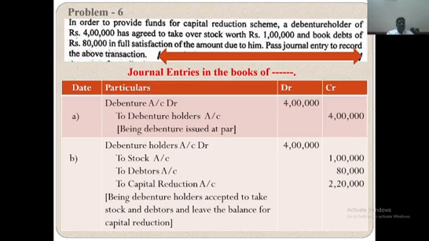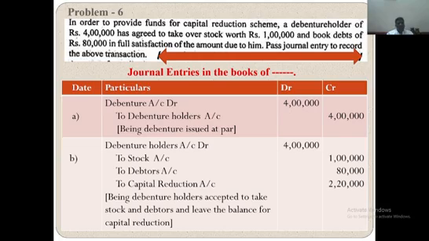The remaining 2,20,000 is capital reduction account. The debenture holders are going to a sick company. The debenture holder sacrifices some amount due to the sickness of the company. In order to provide funds for the capital reduction scheme, debenture holder 4 lakh has agreed to take over stock worth 1 lakh. So okay, I am ready to take stock worth 1 lakh, and book debts also I am ready to take over, and the remaining amount also in full satisfaction, means total.